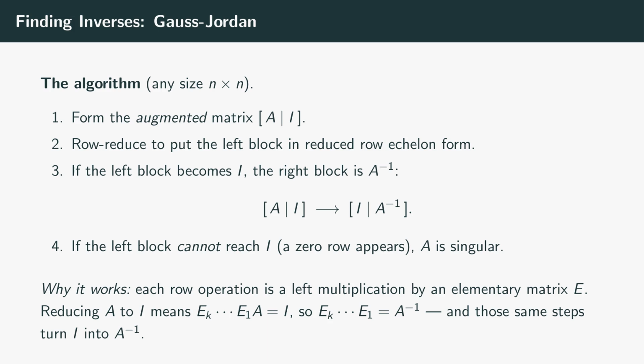Each row operation is secretly a left multiplication by an elementary matrix. Reducing A all the way to the identity means some product of those elementary matrices times A equals the identity, so that product is A inverse. And applying the very same operations to the identity builds exactly that product. The identity records the steps; the result is the inverse.